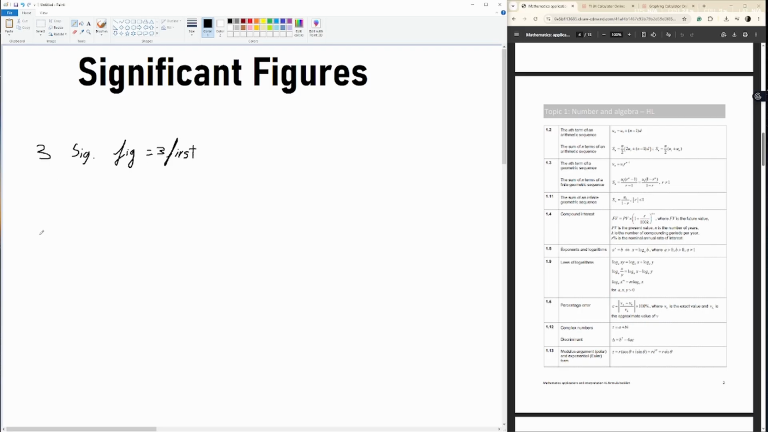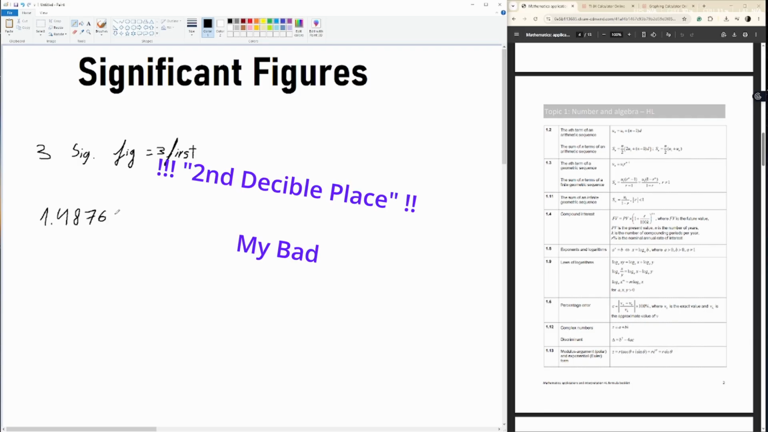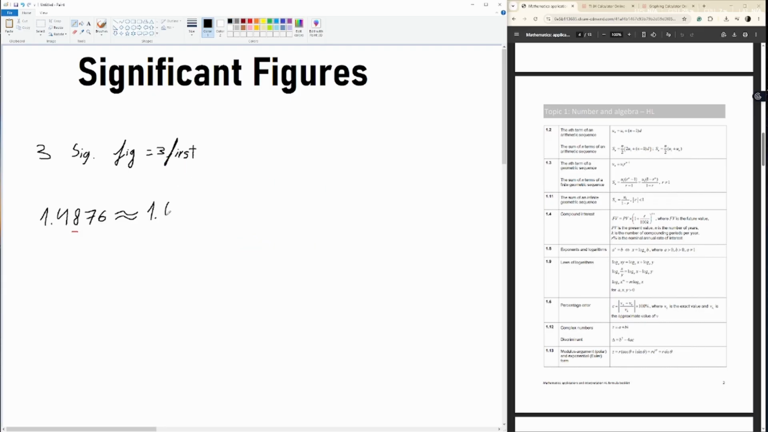So, to go over it, 3 significant figures, as I said, is the first 3 numbers. So you have to round numbers and then just choose the first 3 numbers that you get. So if we have a number, for example, like 1.4876, then you just round to the 3rd decimal place, which is over here. And you get your answer to be 1.49, and that's your total answer.